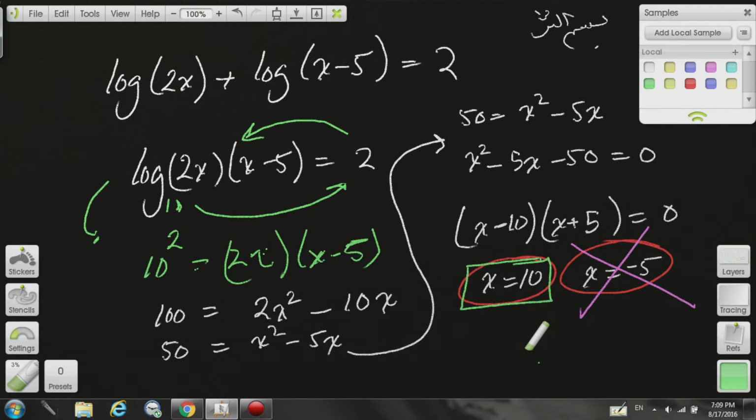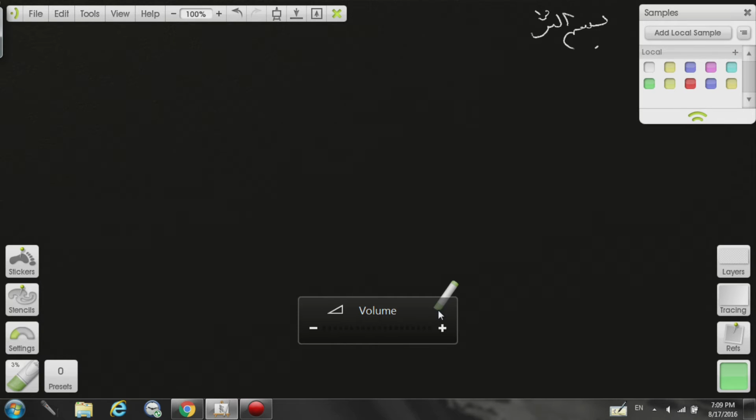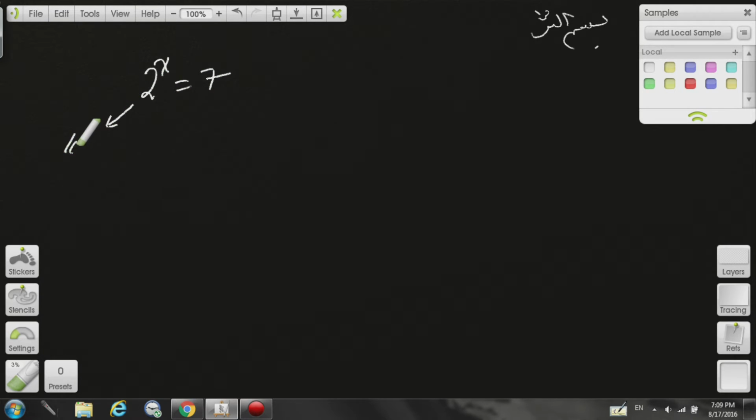So these are some sample questions for logarithms. I just want to summarize the types of equations that we covered today. First was the basic log equations that started the whole story. We had 2 to the x equals 7. In this case, I changed it into log form, or I took log of both sides, and then solved it that way.